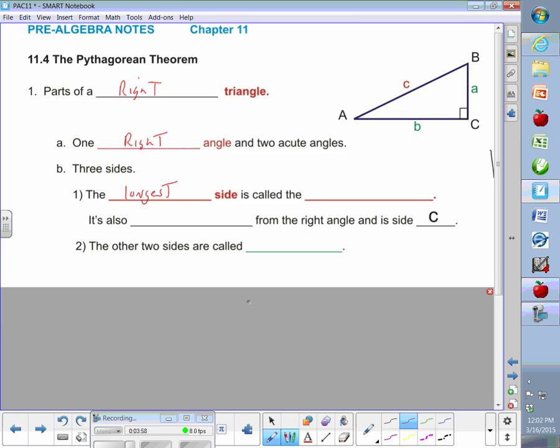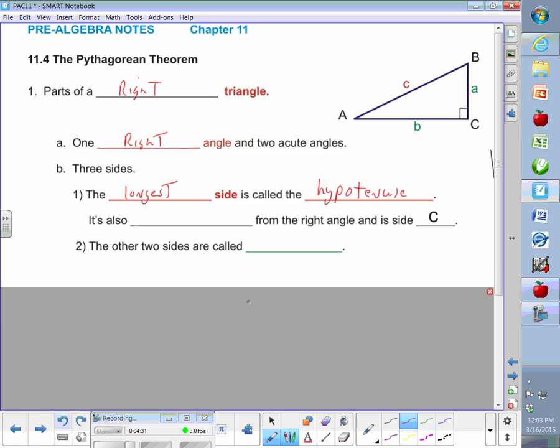Go ahead, Connor, go for it. Begins with an H. I'll help you out. It is the hypotenuse. All right, isn't that a fancy word? H-Y-P-O-T-E-N-U-S-E. That's a mouthful. A lot of times we'll abbreviate and just say H-Y-P.